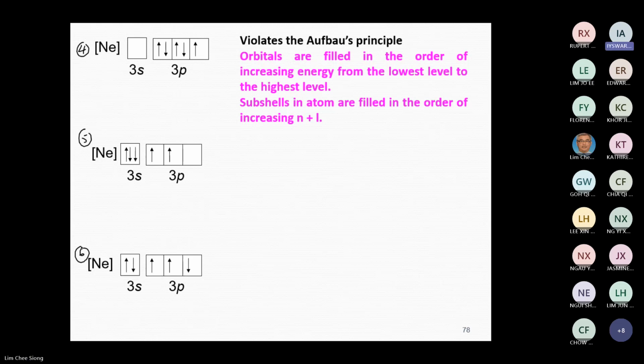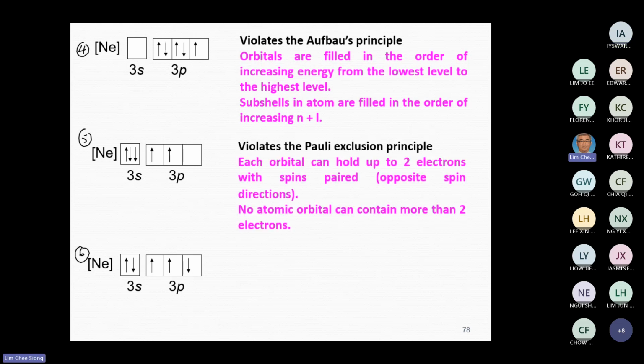Anyone can answer? Pauli's exclusion principle. Which one? Which rule is not obeyed? 3s. No, what I mean is Hund's rule, Pauli exclusion, or Aufbau. Pauli's exclusion principle. Very good, Pauli. Because why? What's the reason? Can somebody give the answer? Why Pauli? Because each orbital can hold up to 2 electrons with spin paired to opposite spin direction. Very good. So yes, it's under Pauli. So you just go for the reason. Fine. Okay. Last one. Number 6.